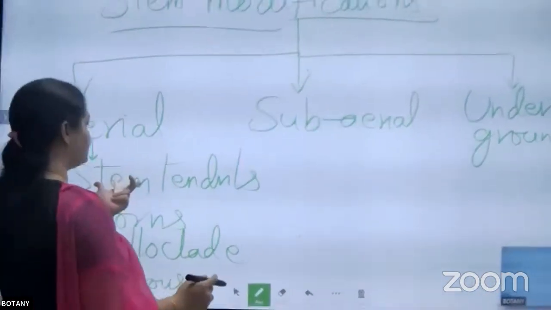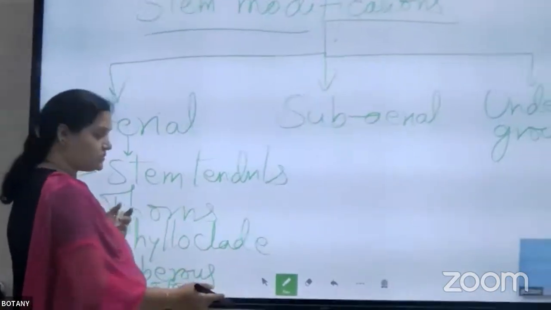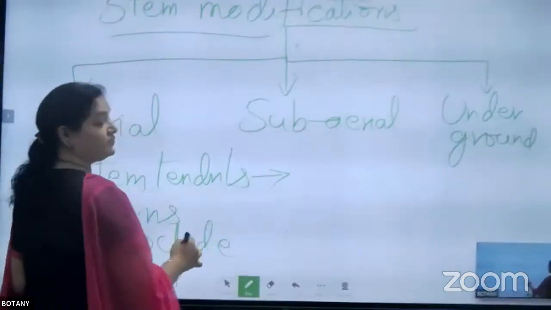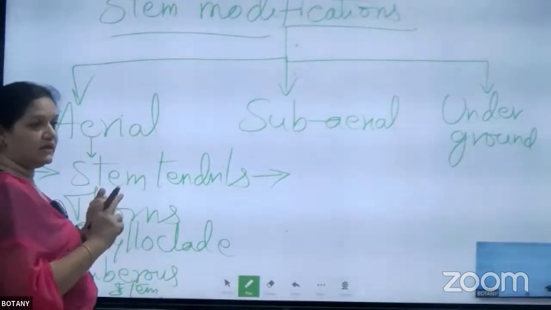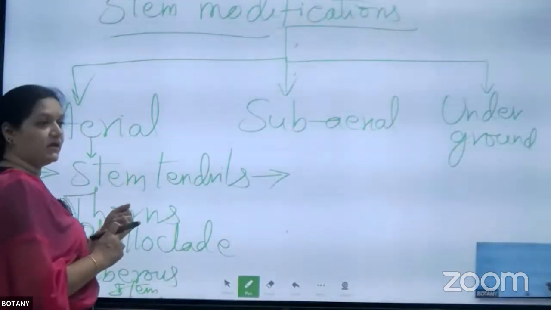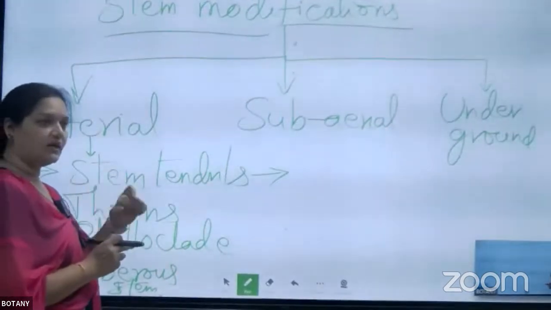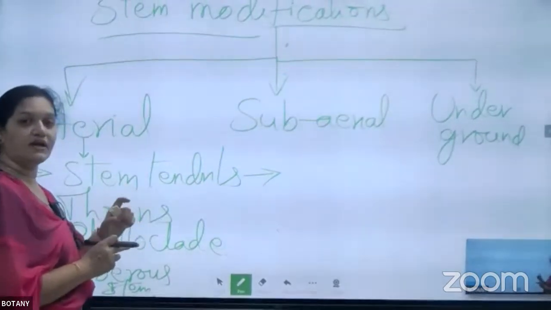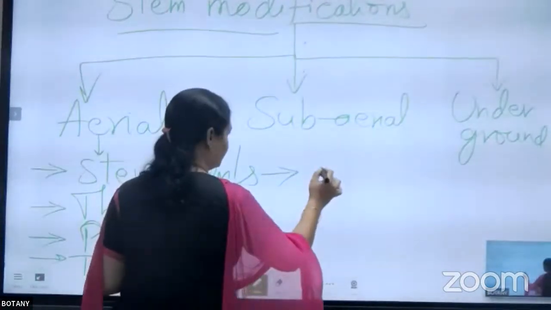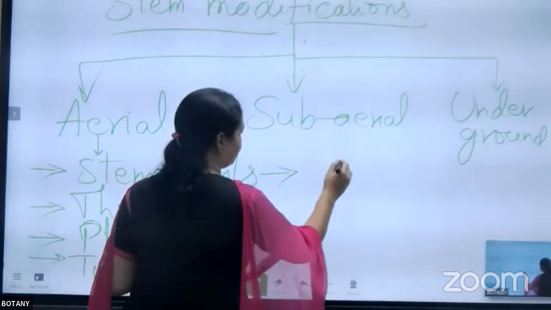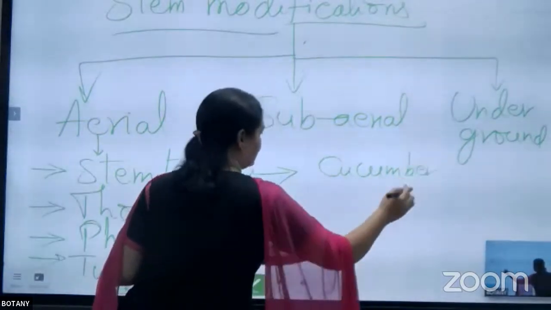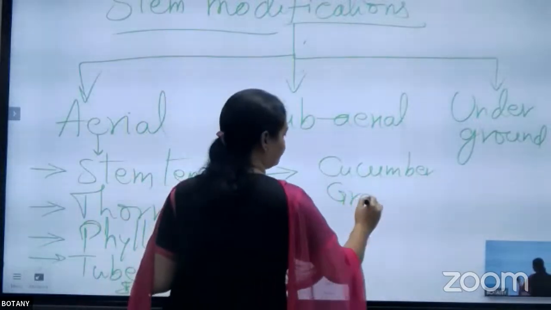So here, the first one is the stem tendrils. In the stem tendrils, what we have to write? A part of the stem, that is the axillary buds or the terminal buds, when modified to become thin, green, wiry tendril-like structures are called the stem tendrils. And these stem tendrils are of 2 types. 2 examples we have to give. The first one is the cucumber and the grapevine.